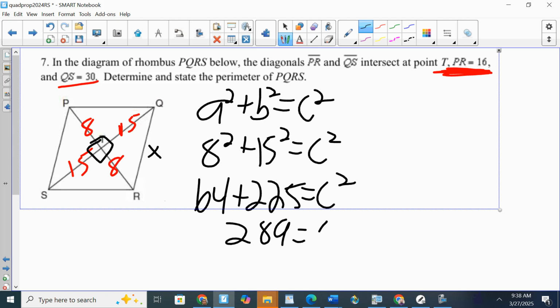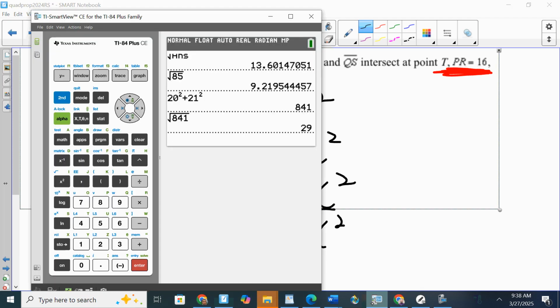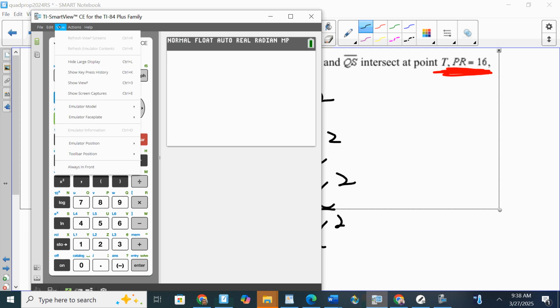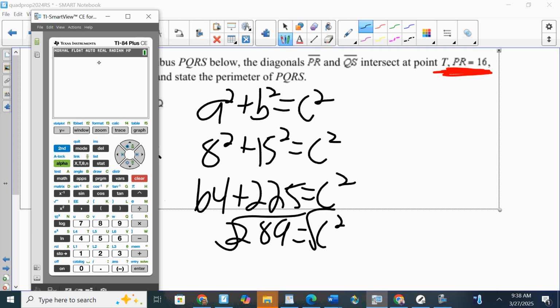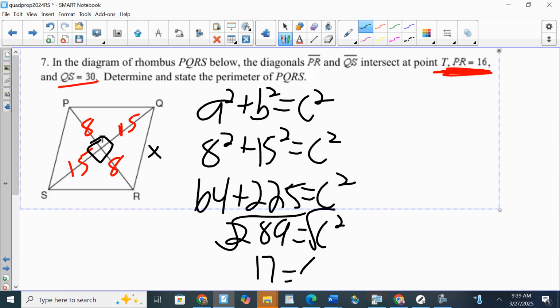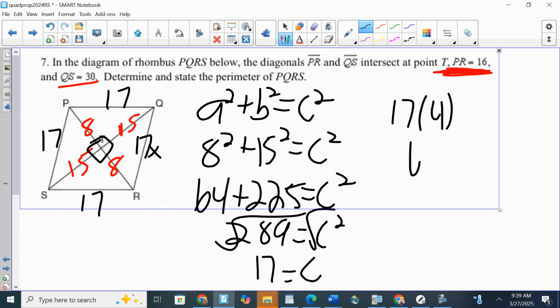We finish up our Pythagorean theorem. Use the calculator for radical 289. Radical 289 is 17. So I just found a side of the rhombus. It wants the perimeter. Well, another property of the rhombus is that consecutive sides or all sides are the same. 17 times 4 is 68.